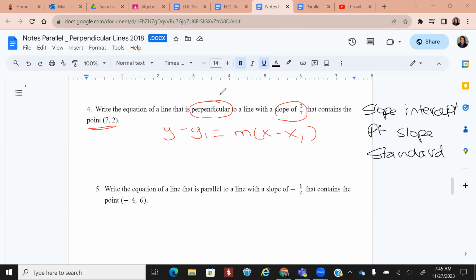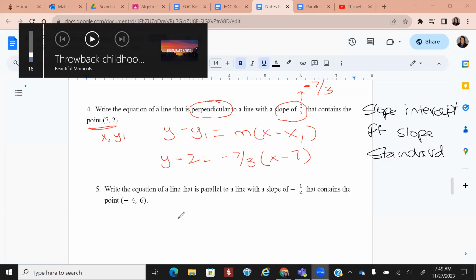Okay. Now, if we want something to be perpendicular, what does it need to be? The negative reciprocal, right? So what's the negative reciprocal of 3/7? So flip the fraction and change the sign. Negative 7/3. Okay. So now we're going to plug in the information that we got. So we get y minus 2 equals negative 7/3 times x minus 7. So again, that negative reciprocal, I plugged in for m.